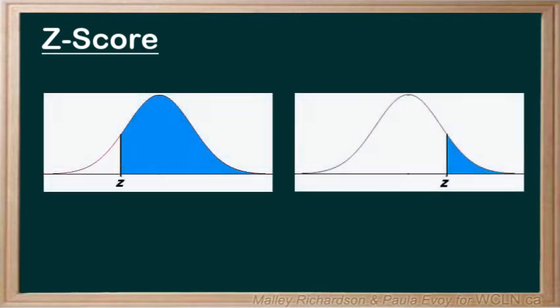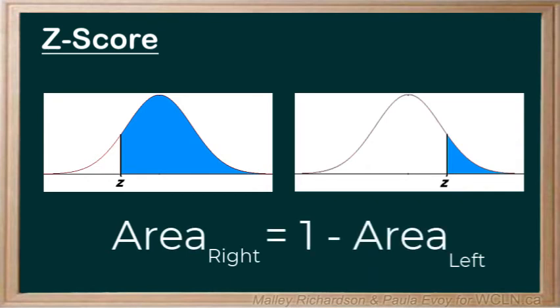We can also calculate the area to the right of any z value. Recall that area under a standard normal distribution is always 1. Therefore, the area to the right of a z value is 1 minus the area to the left.